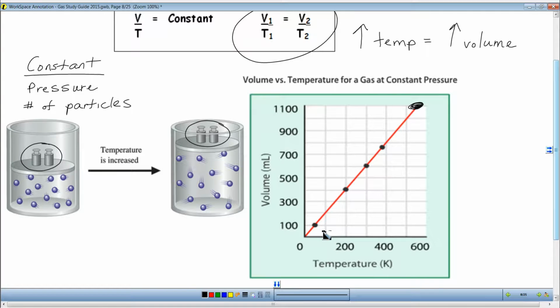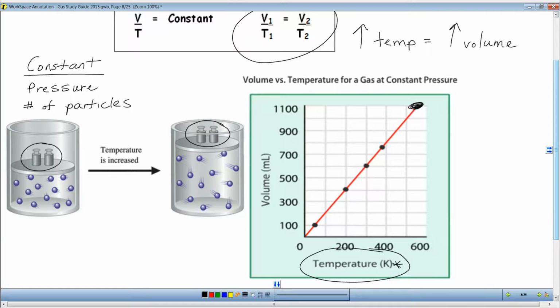Notice the units. The volume was measured in milliliters, fine. The temperature. Oh, brother. What's this bad boy doing in there? Kelvin. In order for this relationship to truly work, your temperature must be measured in Kelvin, which is not a big deal. We can deal with this.